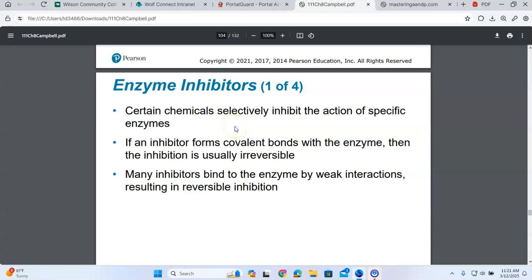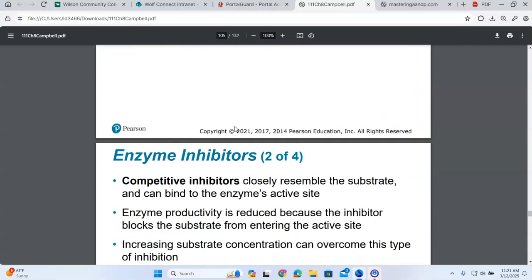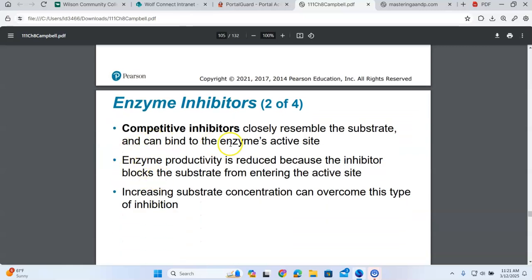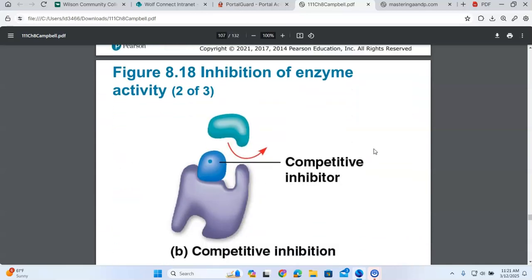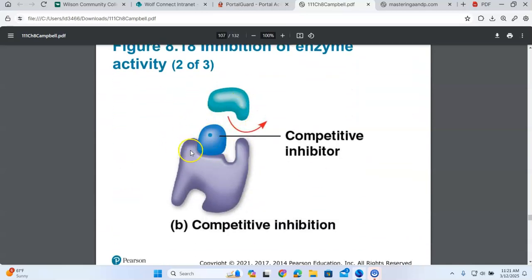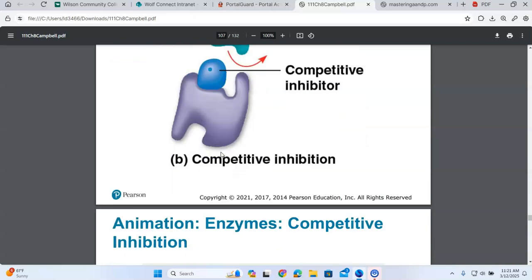Inhibitors are going to inhibit enzymes. So if they are competitive inhibitors, they closely resemble the substrate, and they can actually bind to the enzyme's active site, and that will inhibit the substrate from forming into product, because it's preventing substrate from binding to the active site. See, the competitive inhibitor basically blocks the substrate from binding to the active site.